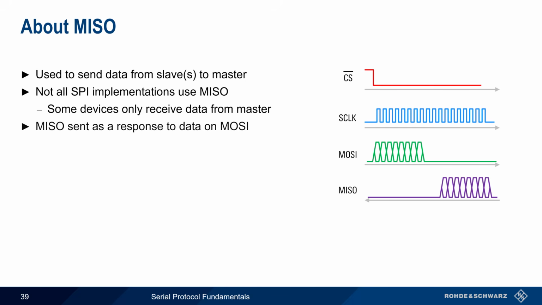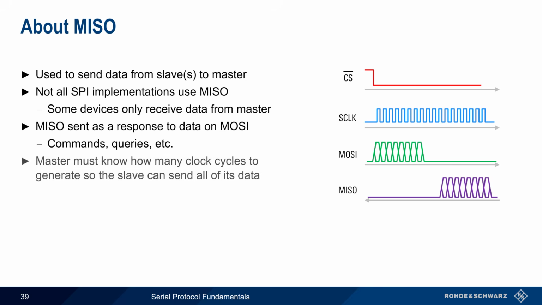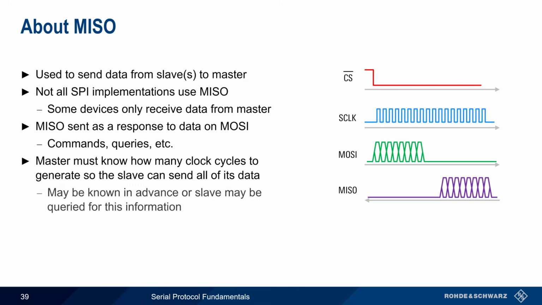MISO data is also commonly sent as a response to data received on MOSI, for example, queries for data, commands to set parameters, etc. Remember that in SPI, only the master generates the clock signal, so in order for a node to transmit data on MISO, the master must know how many bits the slave wants to send, so that the master can generate an appropriate number of clock cycles. This may be a fixed amount, or something that the master learns from querying the slave.